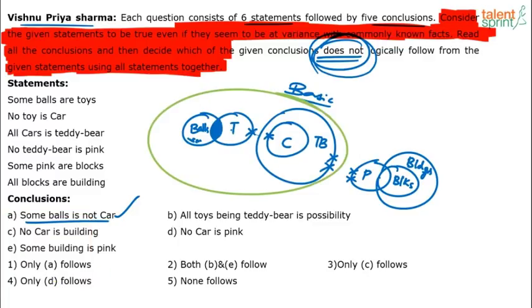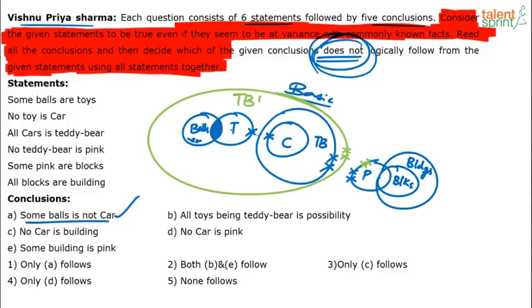Can you not draw teddy bear in this fashion? TB dash. Nothing wrong, right? We have not gone against the statement. The statement said all cars are teddy bear. Even in this case, all the cars are teddy bear. And no teddy bear is pink. You see, no teddy bear is pink. Satisfied or not? No teddy bear is pink.